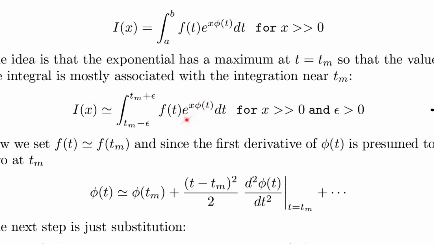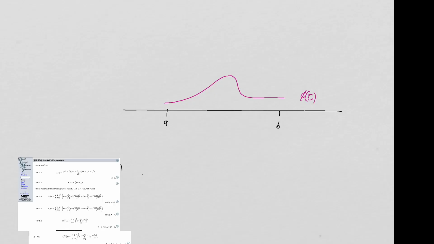Now, it turns out in this case, where everything's real, the part of this exponential that matters is the part right around t equals t sub m, where phi of t is a maximum. So let's understand why that is. So consider this graph of phi of t, where there is a maximum, and the boundaries of our integral between a and b. So phi of t definitely has a maximum.